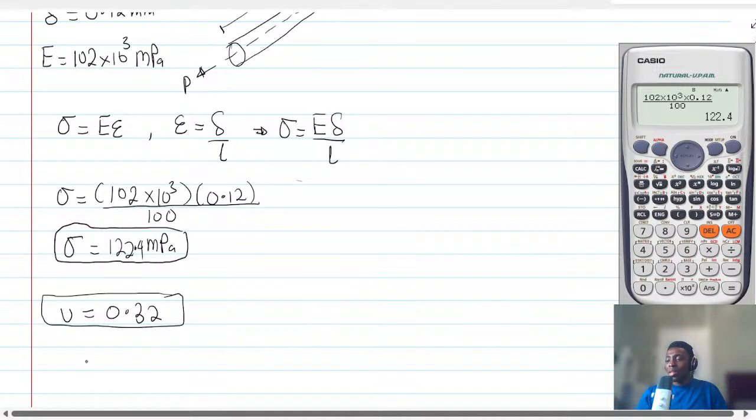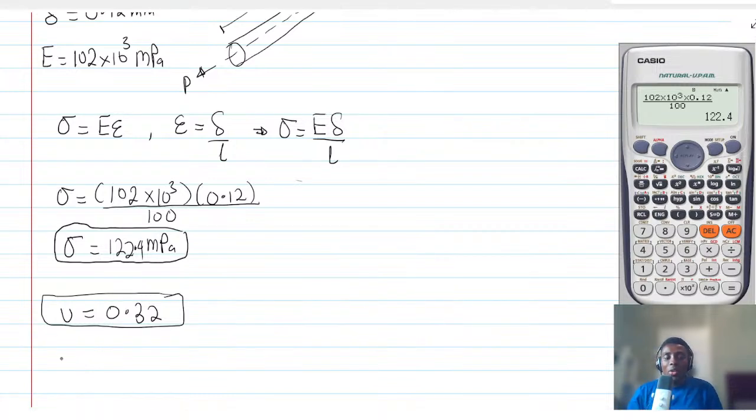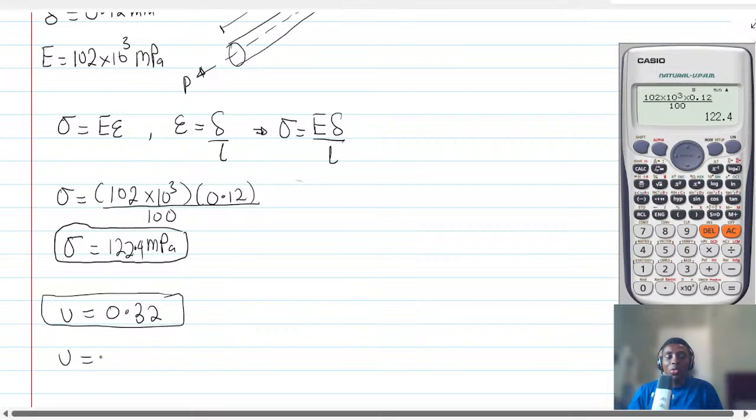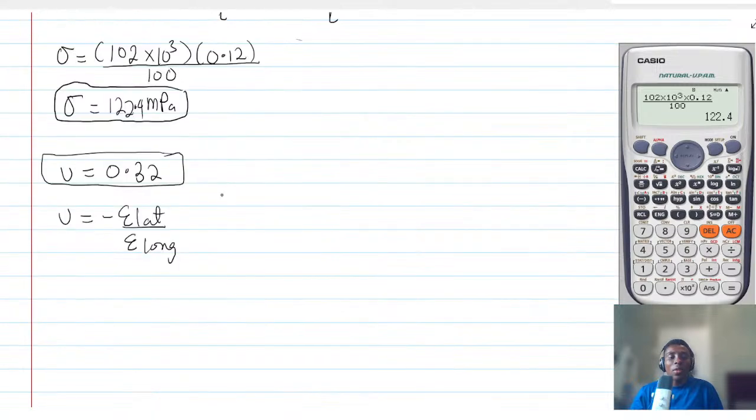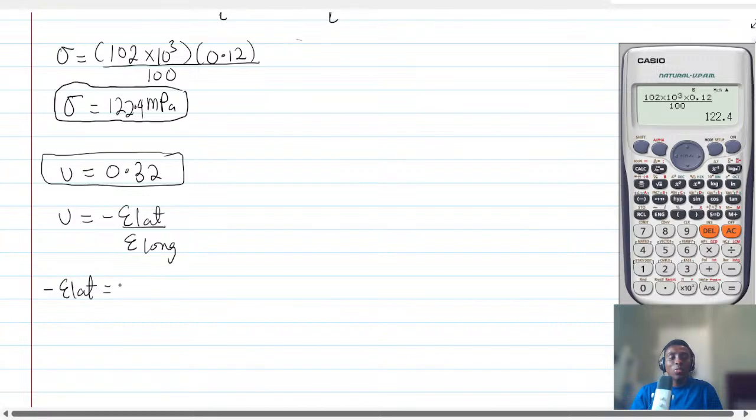So essentially, the Poisson ratio is going to be the latitudinal strain divided by the longitudinal strain. All right. So first of all, let's calculate the latitudinal strain. It's going to be Poisson ratio multiplied by longitudinal strain.